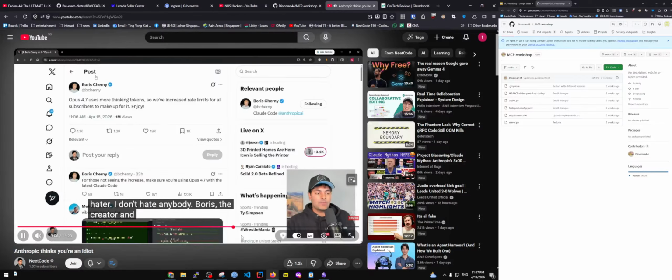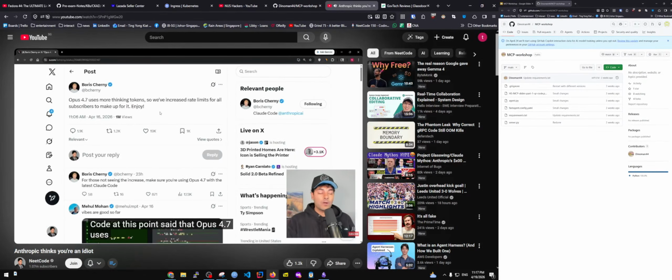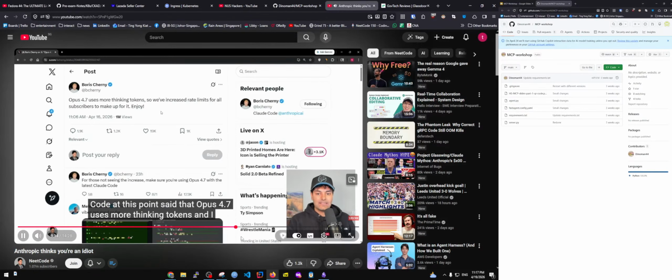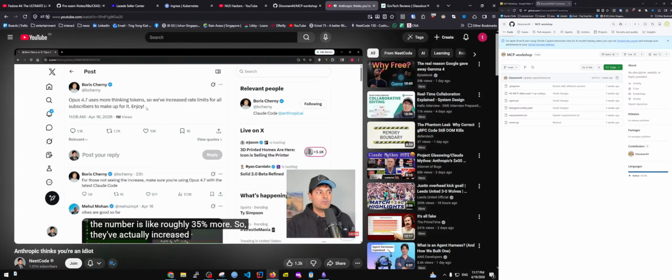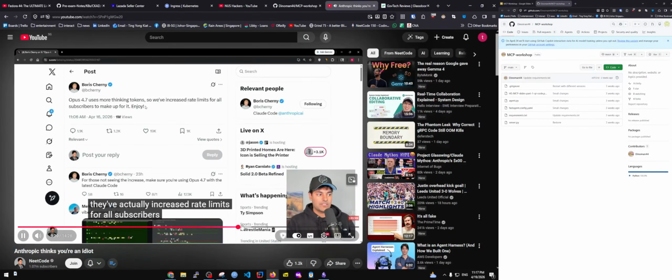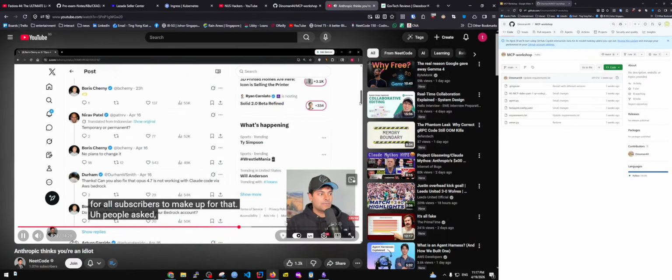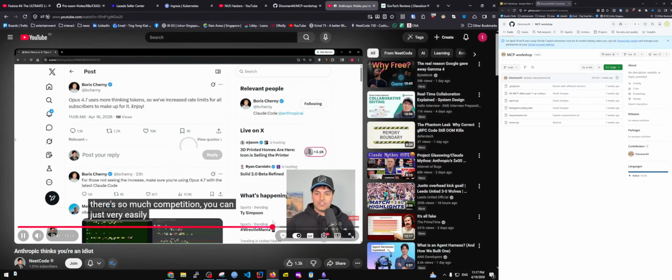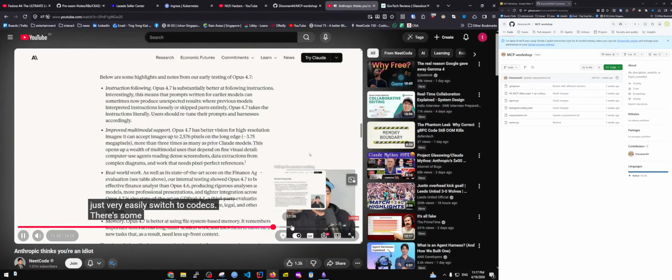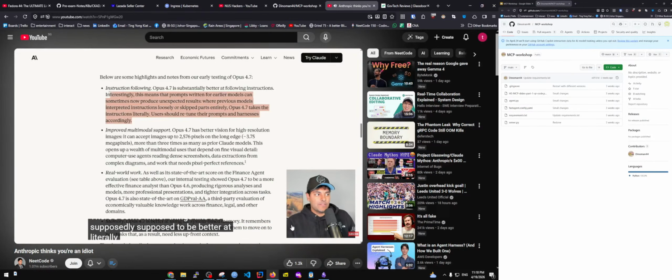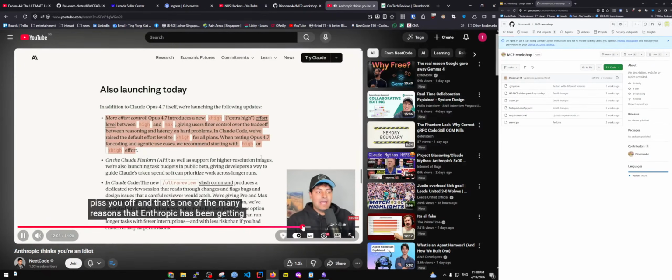The creator and the person running Claude Code at this point said that Opus 4.7 uses more thinking tokens. And I think the number is roughly 35% more. So they've actually increased rate limits for all subscribers to make up for that. People asked, of course, about how easily they could switch to Codex. There's some minor things, like it's supposedly better at literally following instructions. So hopefully when you have a prompt, bad PR lately.